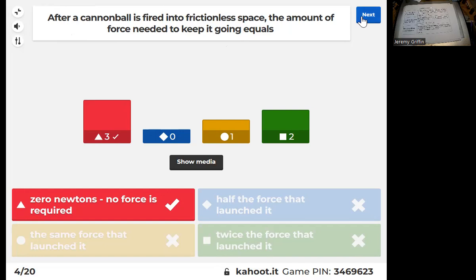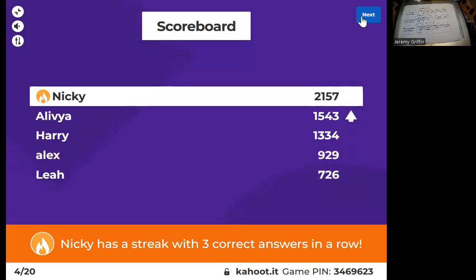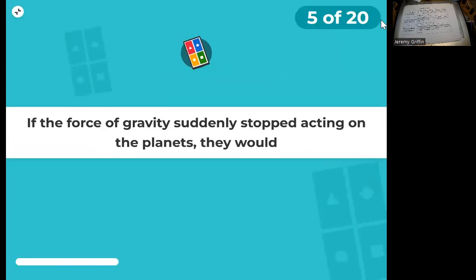You guys good? If you have questions on any of these, let me know. Ooh, got Nikki on fire, Olivia up to second, Harry, Alex, and Leah round out the top 5. If the force of gravity suddenly stopped acting on the planets.